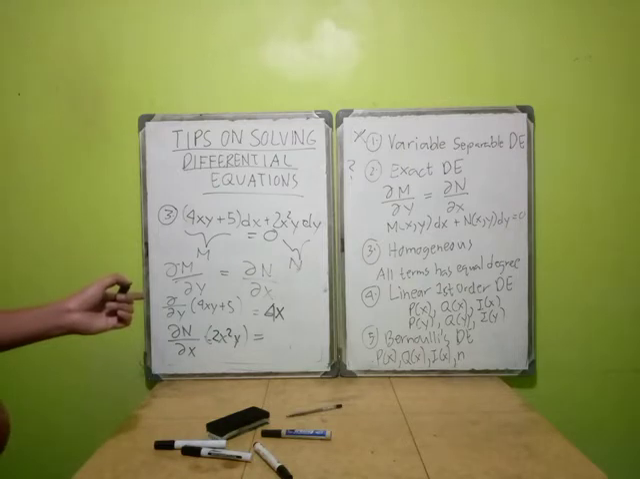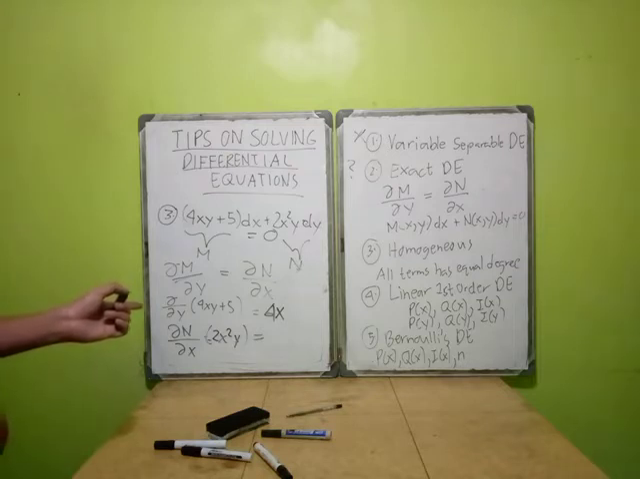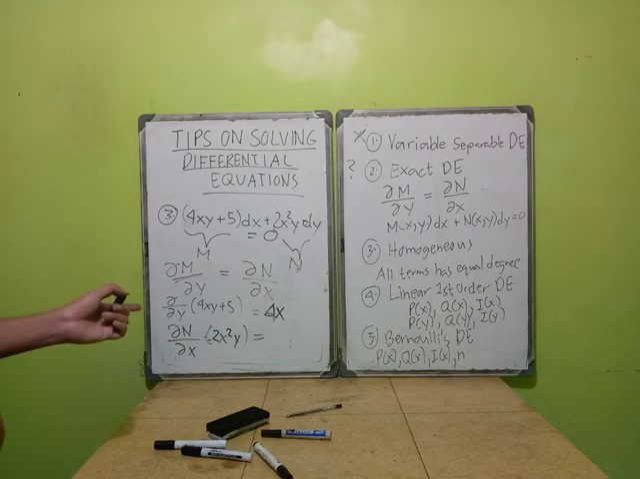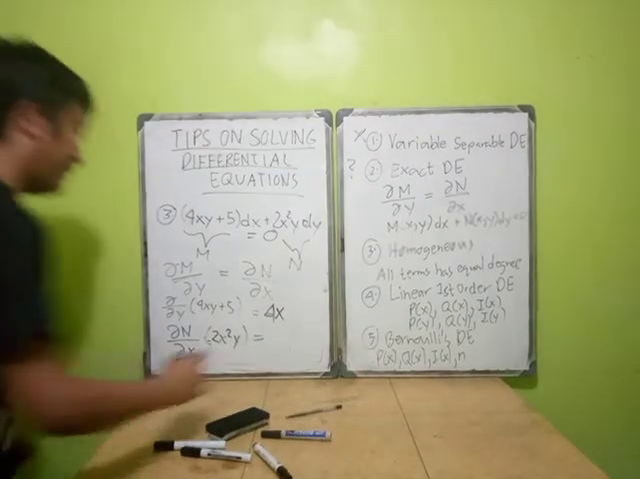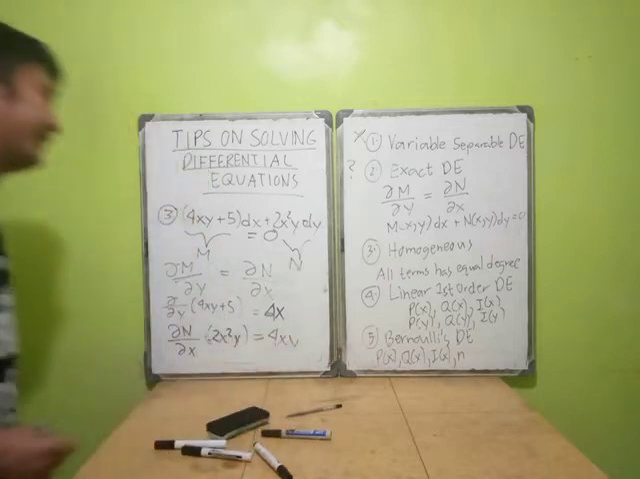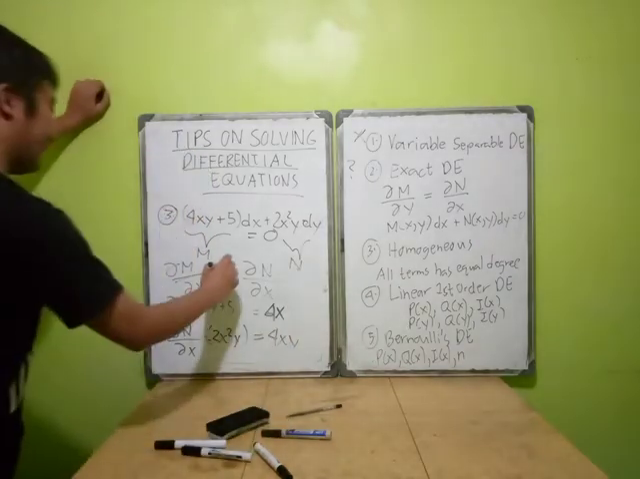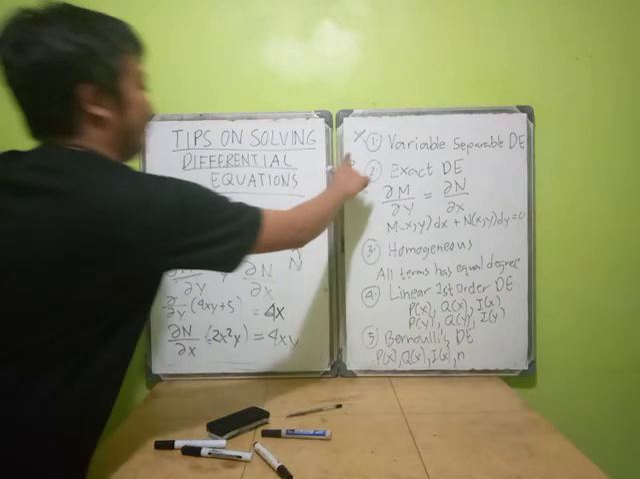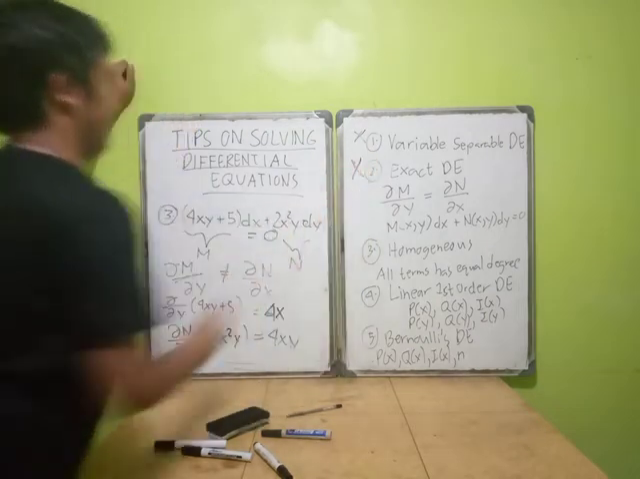Okay? So, tama ba yung ginawa natin? So, 2x squared y magiging 4xy. So, hindi pa rin sila equal. So, therefore, hindi siya exact DE.